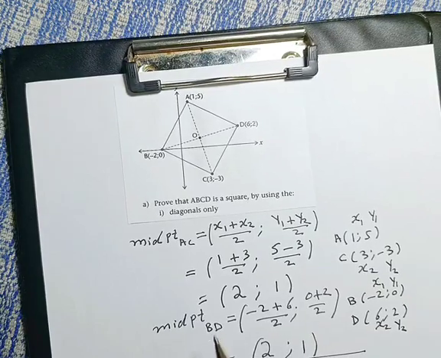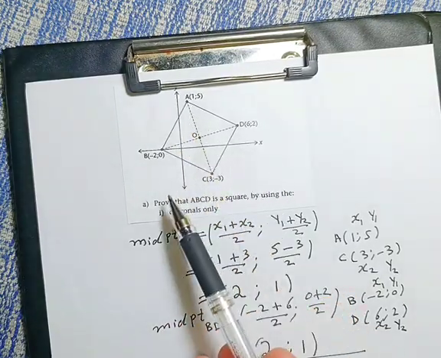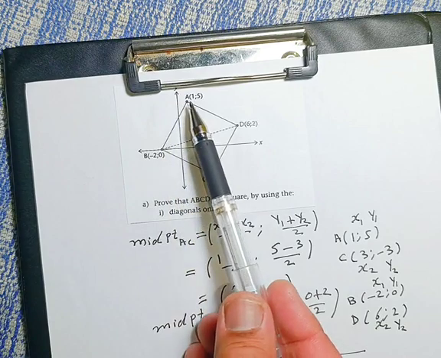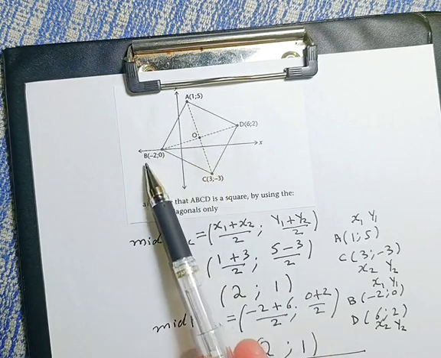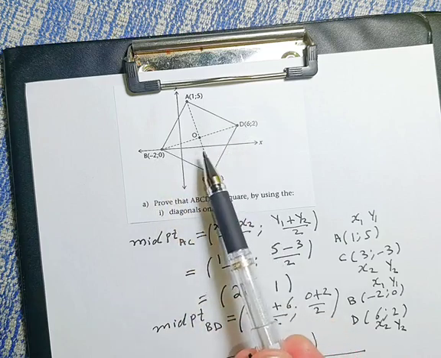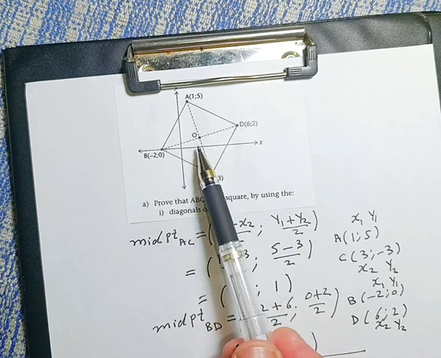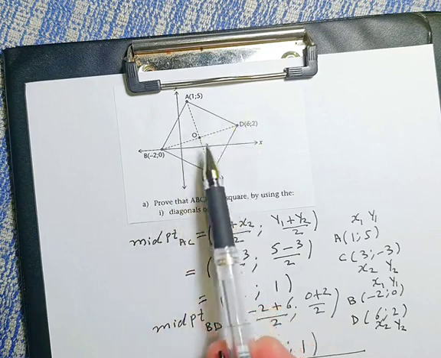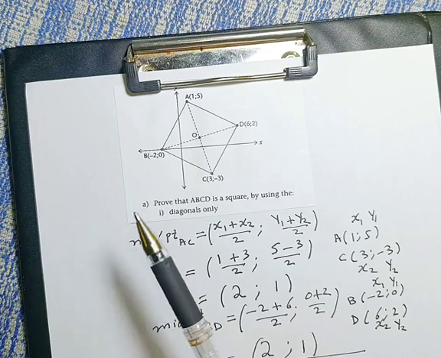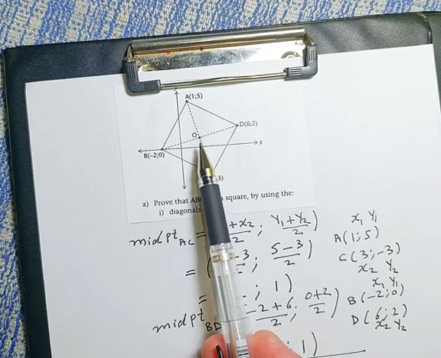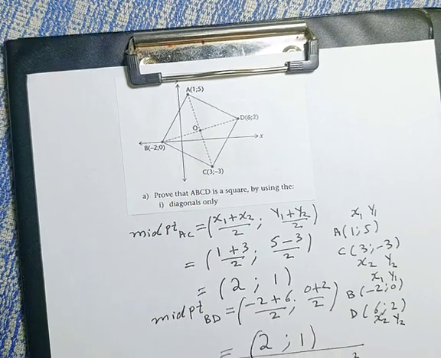So we prove that both diagonals are equal to each other, because the distance of AC and the distance of BD are both equal. So we prove the diagonals are equal. Now we need to prove these diagonals are perpendicular, that they bisect each other at 90 degrees. So now have a look.